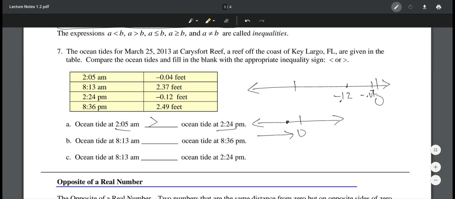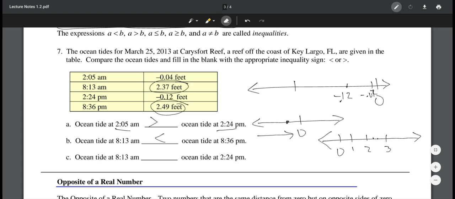The ocean tide at 8:13 compared to the ocean tide at 8:36. My ocean tide at 8:13 is 2.37 feet, but at 8:36, it's more or it's less than. So the reason it is less than is because if you are here at 0, here's 1, here's 2, here's 3, you get to 2.3 before you get to 2.4. So the tide at 8:13 is less than the tide at 8:36.